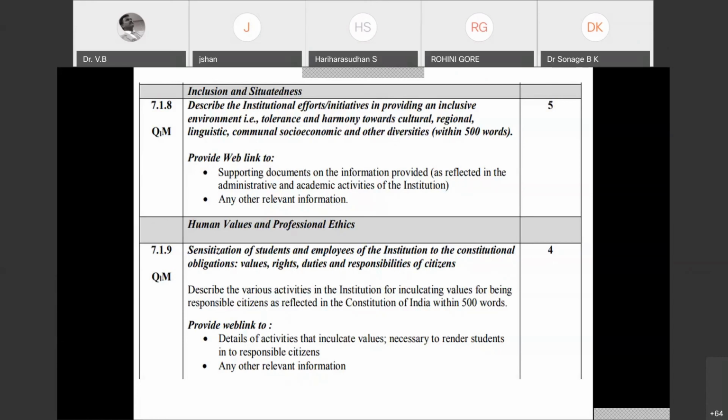And regarding 7.1.9, about the programs that have been conducted for the students and employees, sensitizing them on the values, rights, duties. Whether the program was conducted in-house or in collaboration with any third party, the list of activities should be written as a tabular column and uploaded, and also any photographs that were taken at that time or any MOUs entered into with the third parties for conducting the same should be uploaded.